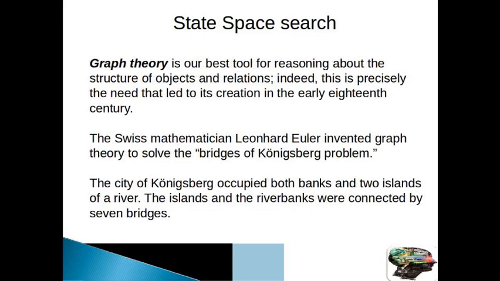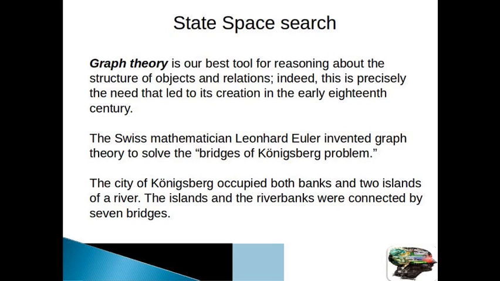Graph theory is our best tool for reasoning about the structure of objects and relations. Indeed, this is precisely the need that led to its creation in the early 18th century. The Swiss mathematician Leonhard Euler invented graph theory to solve the bridges of Königsberg problem. Let us see what this Königsberg problem is in the coming slide.